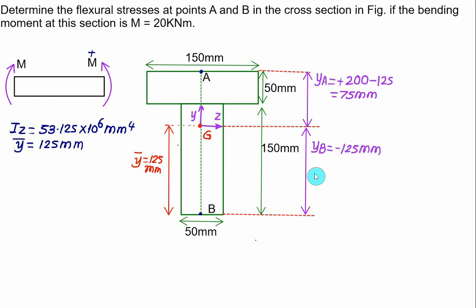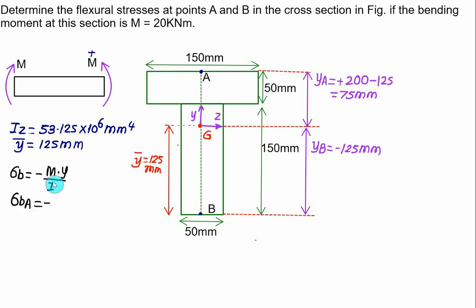Once we know the distance of YA and YB, and we know the value of M equal to 20, we can calculate the flexure stress at A and at B. So we have bending stress sigma B, which is a function of y, equal to minus M into y divided by I. Bending moment is known, I is known. Depending upon the value of y, the bending stress is positive or negative. As far as point A is considered, the y value is positive and the value of M is positive, so the bending stress at A will be negative.